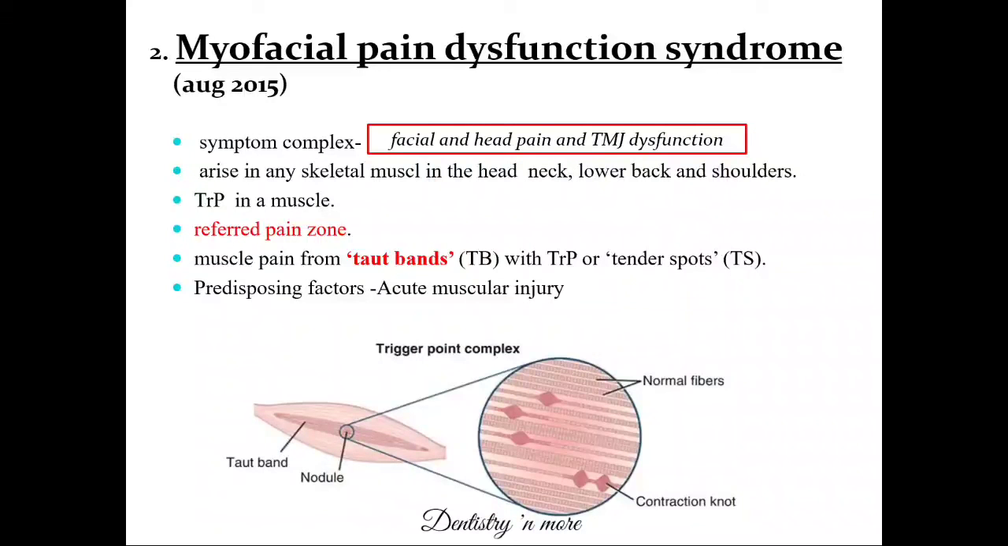The predisposing factor seen in myofascial pain dysfunction syndrome is acute muscular injury. This is a pictorial representation of how the contraction knots are formed within the skeletal muscle fibers itself.